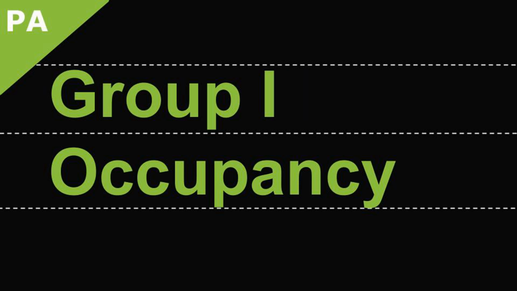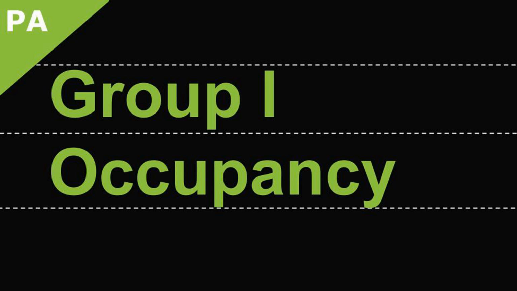Group I Occupancy. Group I occupancy is divided into 4 occupancy types. Group I1 is for greater than 16 ambulatory people on a 24-hour basis. This includes assisted living, group home, convalescent facilities, and more.